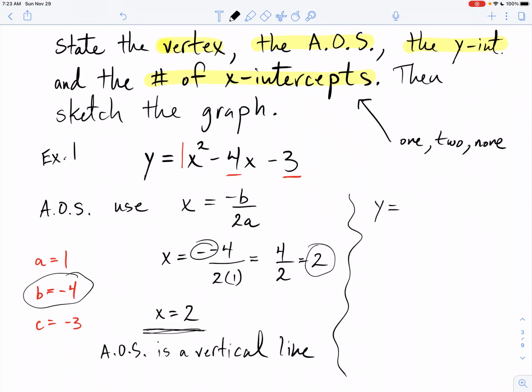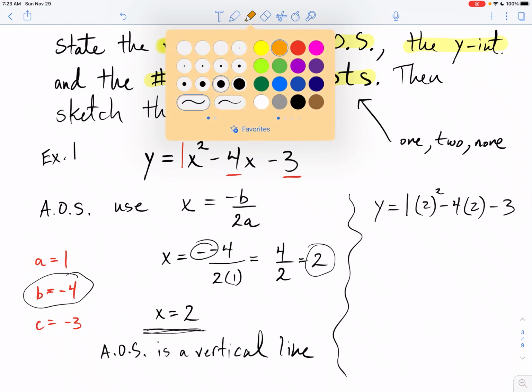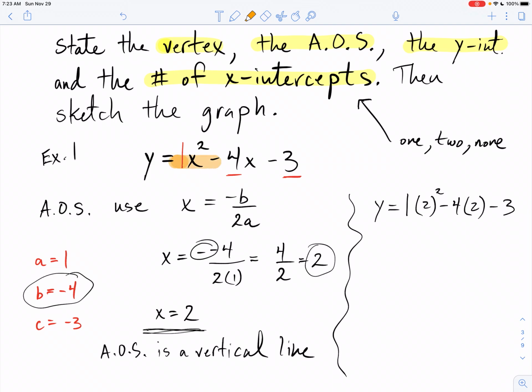So I'd say y equals 1, but not x squared. Instead, I'm going to put a 2 there. Minus 4, but not times x, I'm going to put a 2 there. Minus 3, because that's what my equation says. So just so you know, let me highlight this. I am taking this equation here, and everywhere I see the letter x, I'm putting a 2 instead of an x. So let's just crunch the numbers.